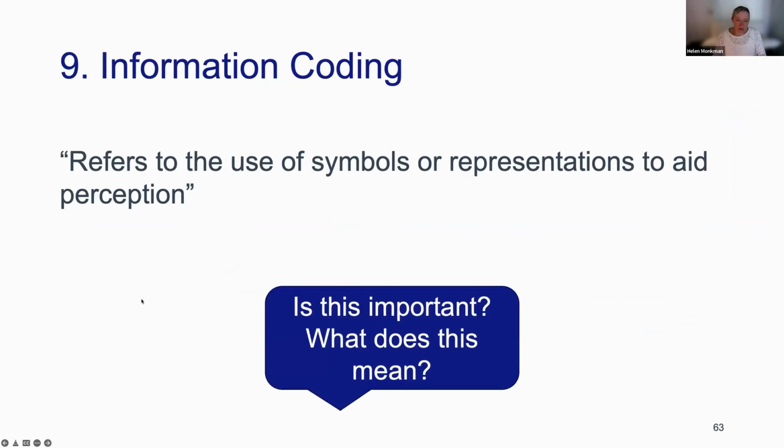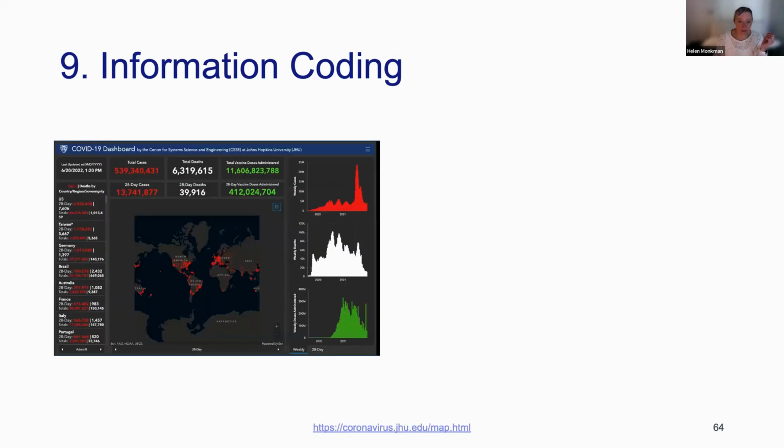Okay, so information coding. I mentioned this before when we were talking about the flags. The flags are things that we associate with the countries because we have one per country. The idea here is that we have lots of symbols and representations, but what we want to do is make sure that we're using those most effectively so that we are helping people encode the information more quickly and make sure that they're having fewer errors when they do it.